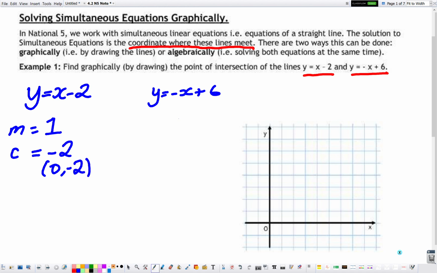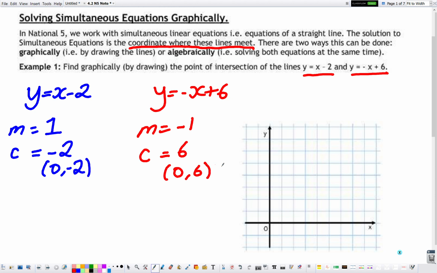In the second, which I'll actually do in a different colour just to make life easier, I'll do that one in red, y equals minus x plus 6. So what was my gradient? Well, this time the gradient is negative 1, which means every time I go along one I go down 1. And c, the y-intercept this time, is of course 6. So it's cutting at the point 0, 6.